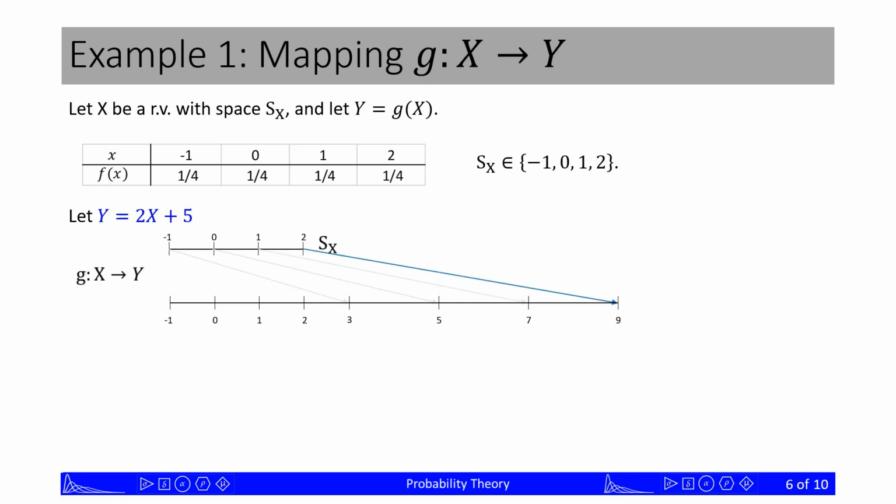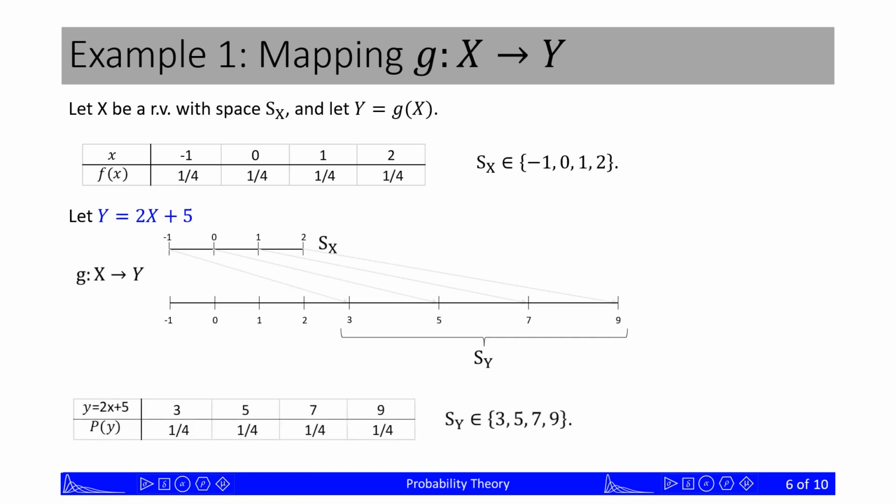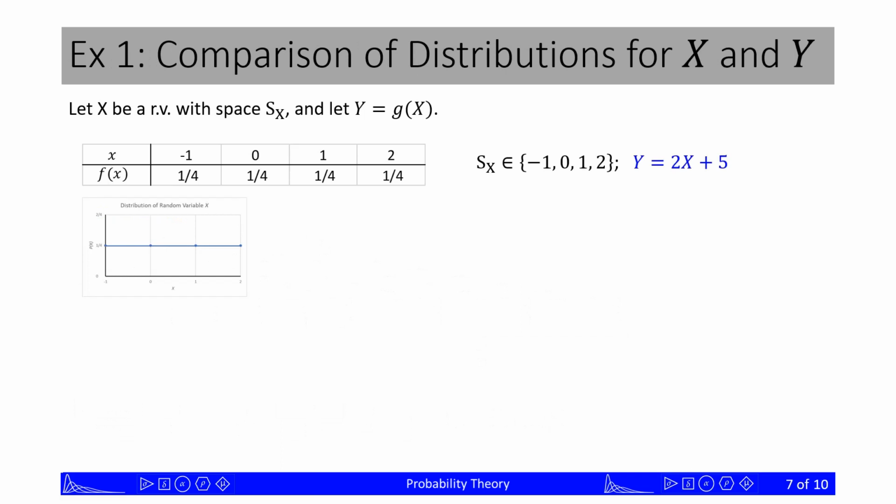Since this is a one-to-one function, we have the same number of values for y as we do for x. The space of y is 3, 5, 7, and 9, and the probability distribution for y is provided in the table. While we have completed the transformation of x to y, it is important to discover the effect of that transformation on x. This is easily seen by simply graphing the distributions of both x and y.